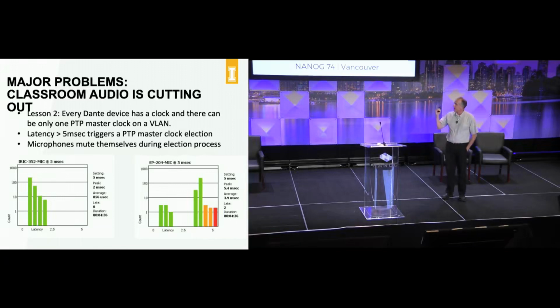Here on the left is a happy microphone that's got latency below 2 milliseconds. On the right is an unhappy microphone that's occasionally seeing 5 millisecond latency. That'll cause it to kick off the election process. And the reason that's cutting out audio is that the microphones mute when they're doing the election. So it's going off all the time.